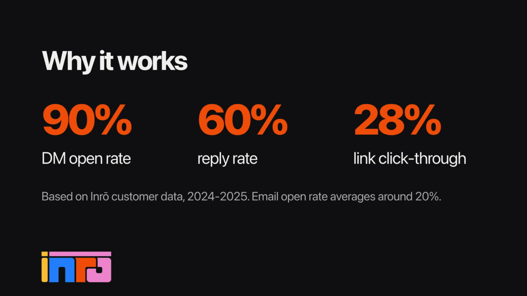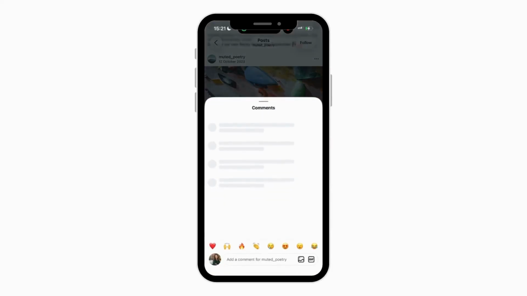Before the setup, here is why this is worth doing. Across Inrō customer data, 2024 to 2025, Instagram DMs see a 90% open rate, a 60% reply rate, and a 28% click-through rate on links. Compare that to email, which averages around a 20% open rate. A comment is a public signal of interest. Moving that person into a DM, where almost everyone opens and most reply, is the highest leverage step you can automate on Instagram.